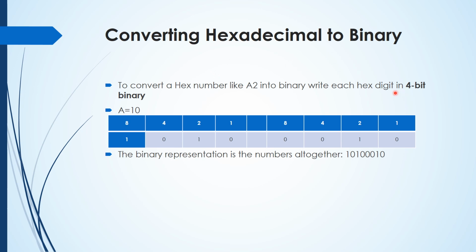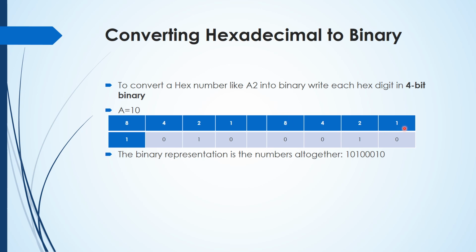Hexadecimal to binary. Same goes with the hexadecimal to binary. Okay, we will be converting a hex number, let's say A2. We have to find out the binary of this number. So again, a 4-bit binary is required for A, and a 4-bit binary is required for 2.